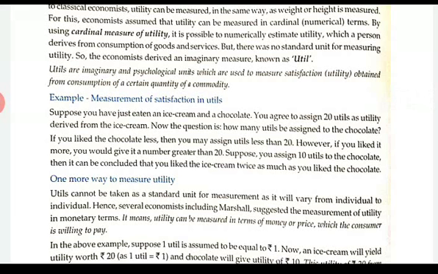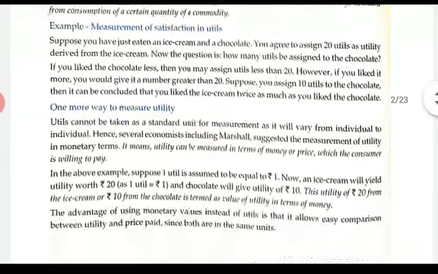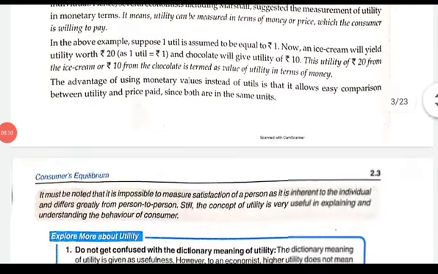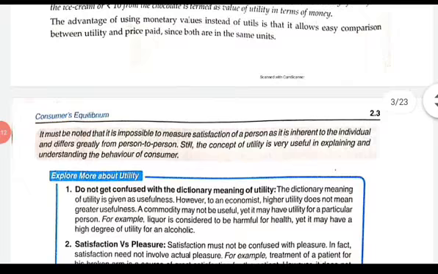Then 20 utils of ice cream will equal 20 rupees. Similarly, 10 utils of chocolate will be 10 rupees, isn't it? So in this way, one more way, the utility can be converted to the money value or price. Utility can also be measured in terms of money or price which the consumer is willing to pay. Okay, so this is about the concept of utility.